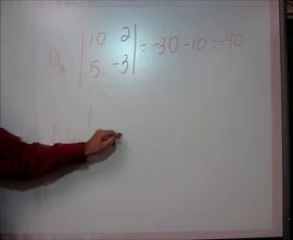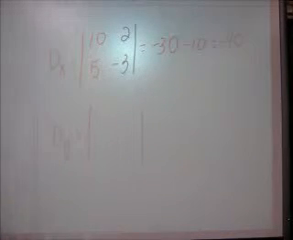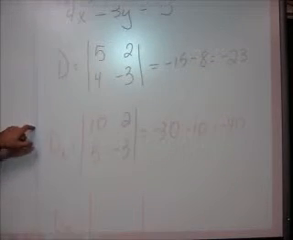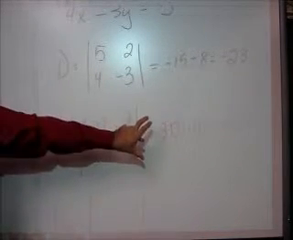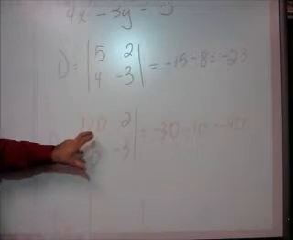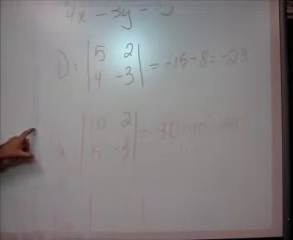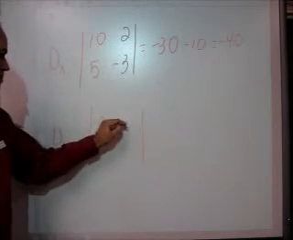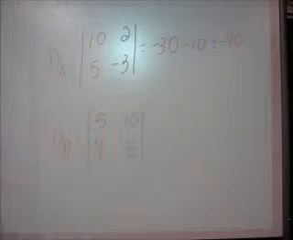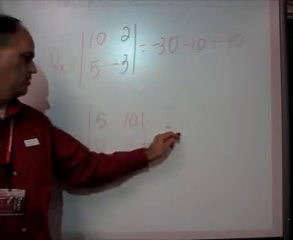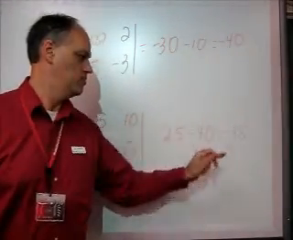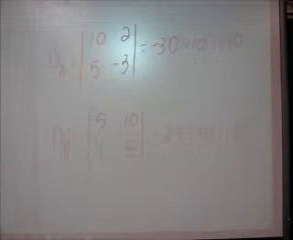yet. D sub y, how is it different? So this column is going to take the place of the y's, is that right? What goes in the x column? The x coefficients. Let's find it. What do we get?